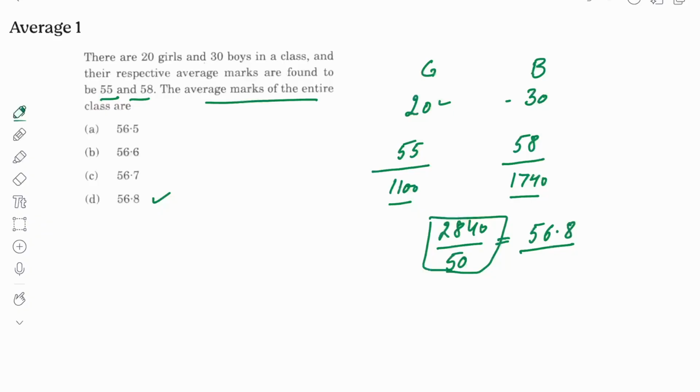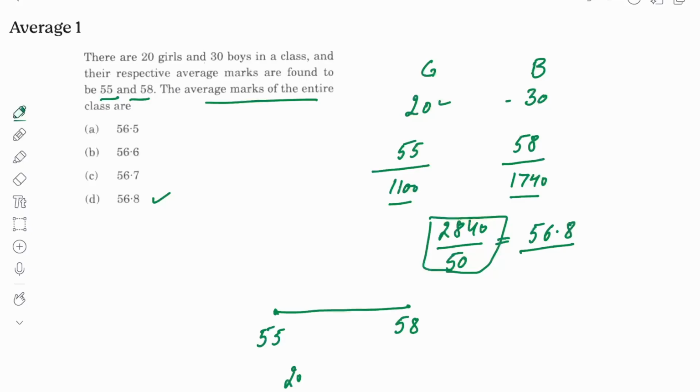Now there's another approach to it. Whenever we solve questions of averages, we have to understand one thing. See, one number is 55 and the other is 58, right? So in such a scenario, the average would always fall between these two. And whenever it falls between these two numbers, it will be in the ratio of the numbers they stand for.